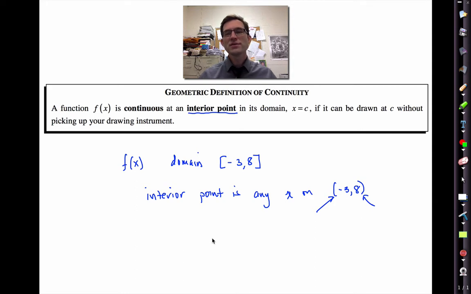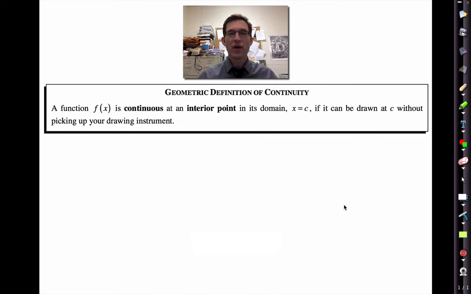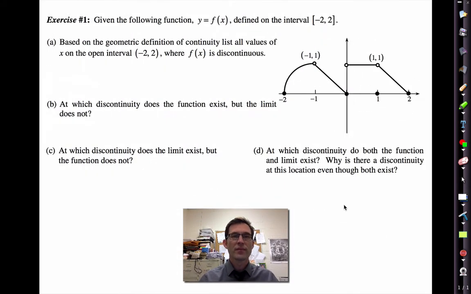Let's jump into the first exercise, where we develop the limit definition of continuity. Exercise 1: given the following function, y equals f of x, defined on the interval -2 to 2, based on the geometric definition of continuity, list all values of x on the open interval -2 to 2 where f of x is discontinuous. In letter A, I don't want you to think about x equals -2 and I don't want you to think about x equals +2, but list all other values where f of x is discontinuous. Pause the video now and make that list.